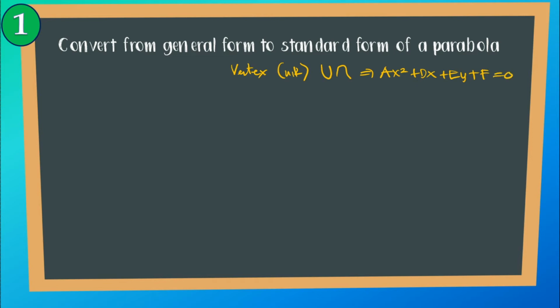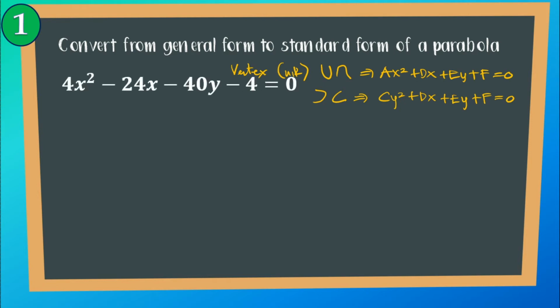Okay. Pag yung parabola naman opens to the left and opens to the right. So, yung degree of 2 is yung y. Okay? So magiging cy squared plus dx plus ey plus f equals 0. Okay. So yun yung general form. Okay, let's have this problem. So 4x squared minus 24x minus 40y minus 4 equals 0. So, meaning to say dito siya na-fall, no?